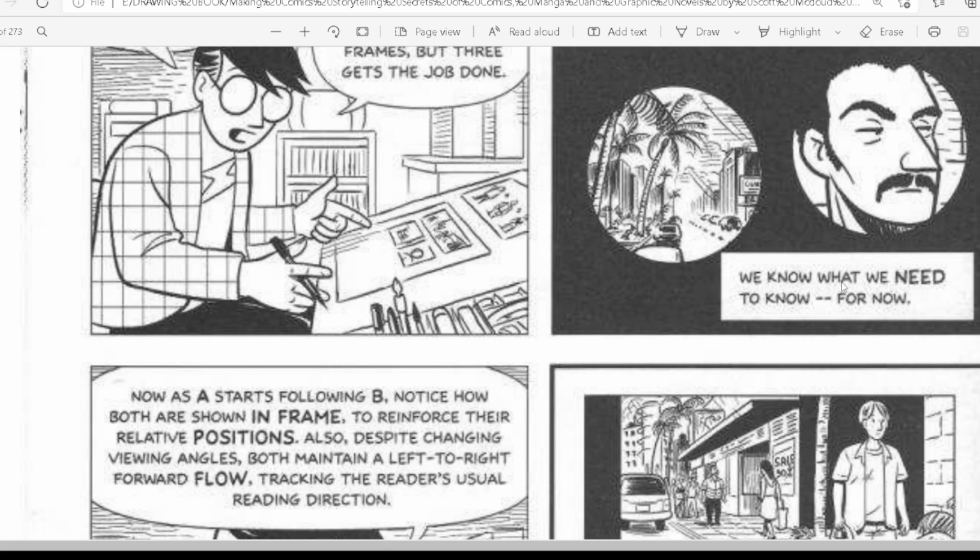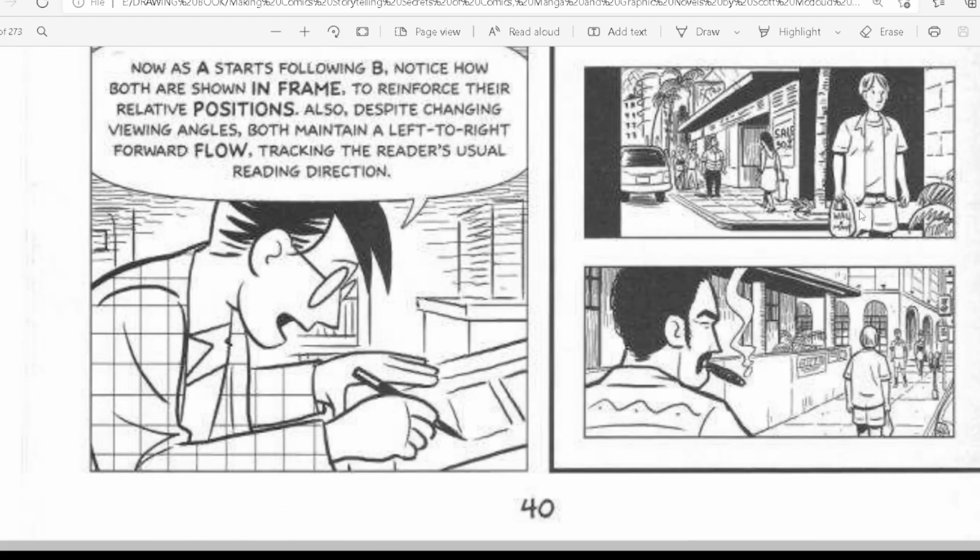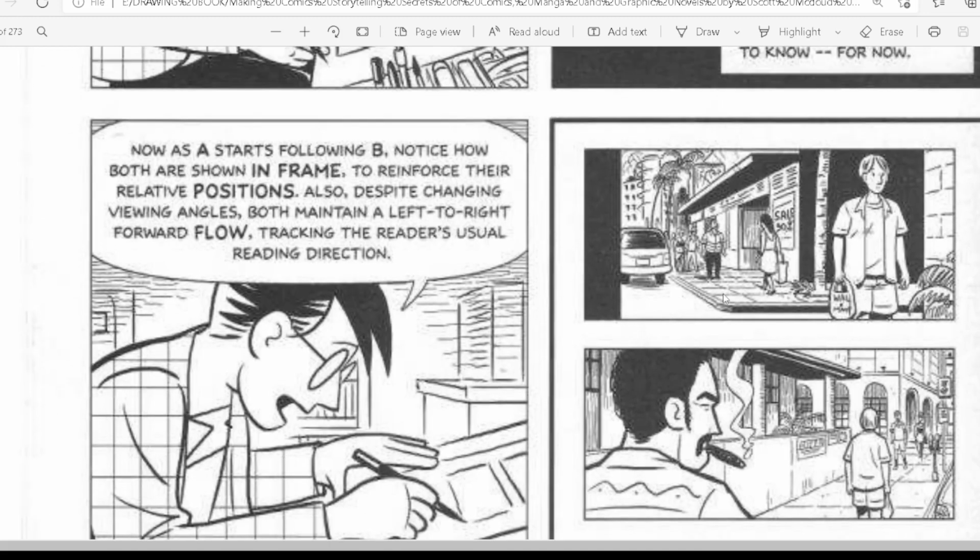Now as A starts following B, notice how both are shown in frame to reinforce their relative positions. Also, despite changing viewing angles, both maintain a left to right forward flow, tracking the reader's usual reading direction.